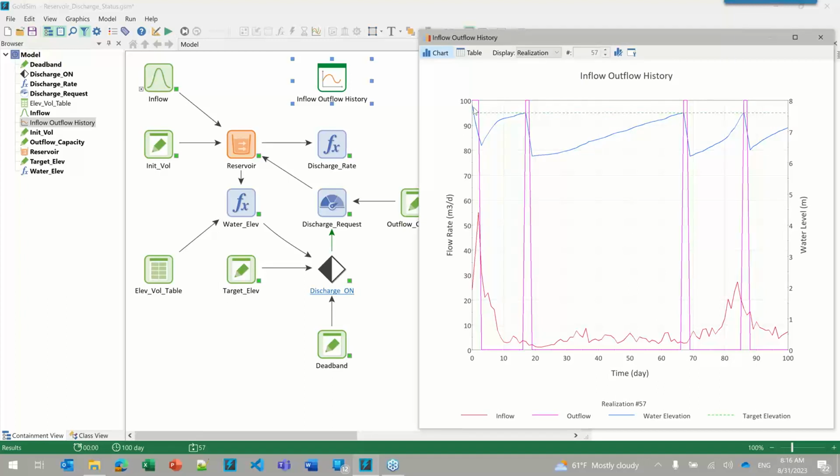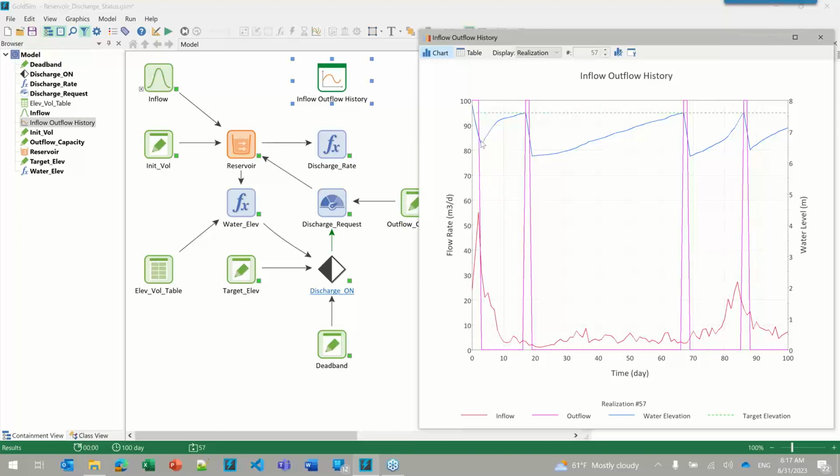So the pump or valve or whatever we have, the discharge is on, and the pink magenta line here represents the flow rate, and that is shown on the Y1 axis, flow rate. So we are discharging at a constant 100 cubic meters per day, and then you can see the water level is reducing well below the target before it makes the switch. And that's because our deadband is an entire meter, and the depth is shown over here on the Y2 axis.